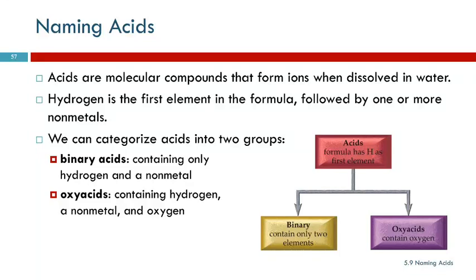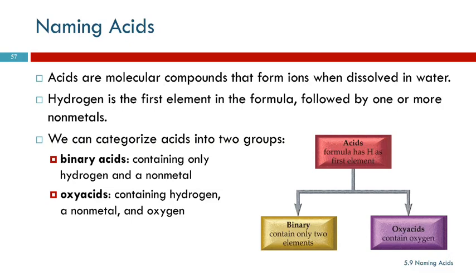Then there's another category of naming that we need to learn, and that's acids. So acids are molecular compounds. They are formed from nonmetals, and when you dissolve them in water, they form ions, but when they're not in water, they do not contain ions. So they're not actually ionic compounds, but they ionize, they form ions. We can recognize acids in their formulas because in this class, they will always start with H. If it starts with H, it's an acid.